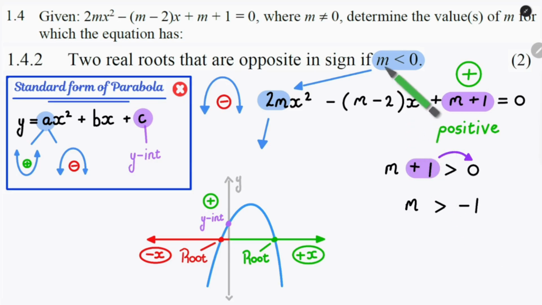Remember earlier they said m is smaller than 0. So we've got to combine this and this into one inequality. So let me show you how we do that. So m needs to be smaller than 0. Kind of what I do is ignore this side and just look at that side. You can see it reads the same thing.